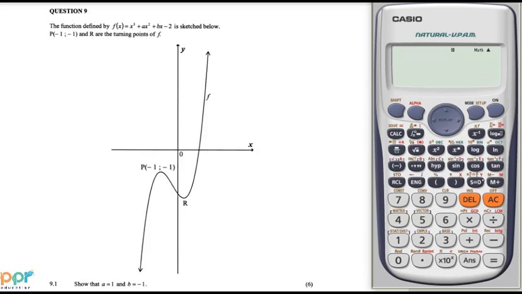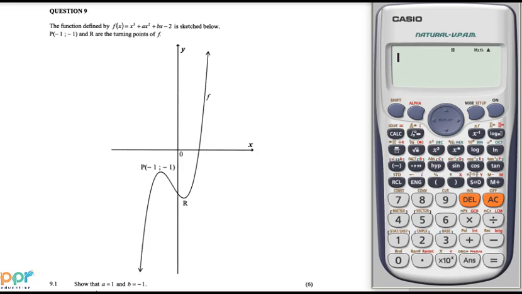Now, as per question 9, the function defined by f(x) = x cubed plus ax squared plus bx minus 2 is sketched below. P is the point (-1, -2), and R and P are the turning points of f. So, they are asking us to show that P is a turning point.